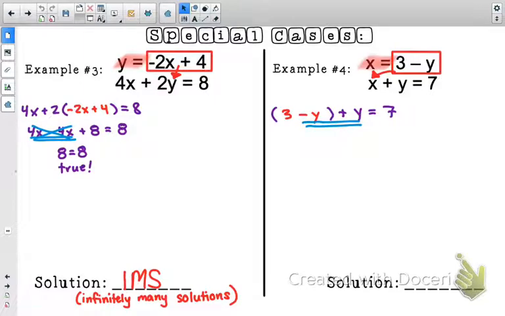Now this time, when we combine like terms, just like the previous example, they cancel each other out, but we're left with 3 equals 7, which is a false statement. So that means our answer is no solution.